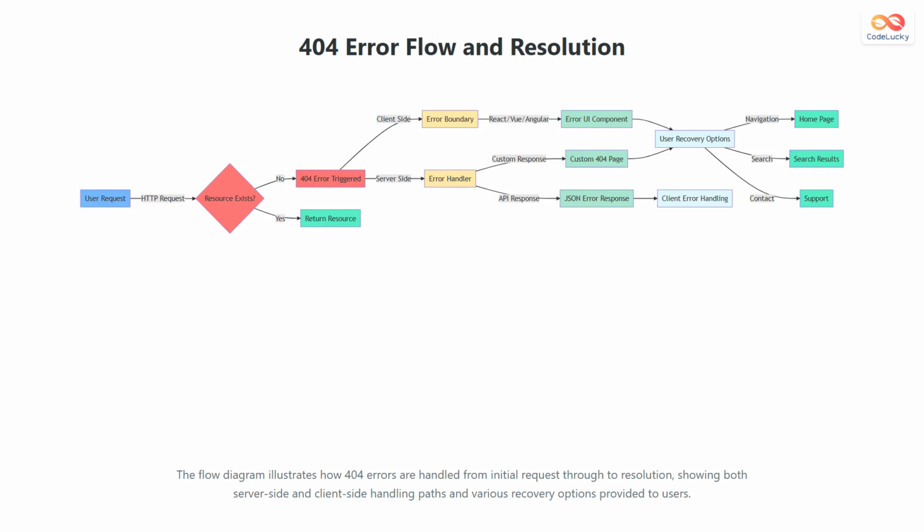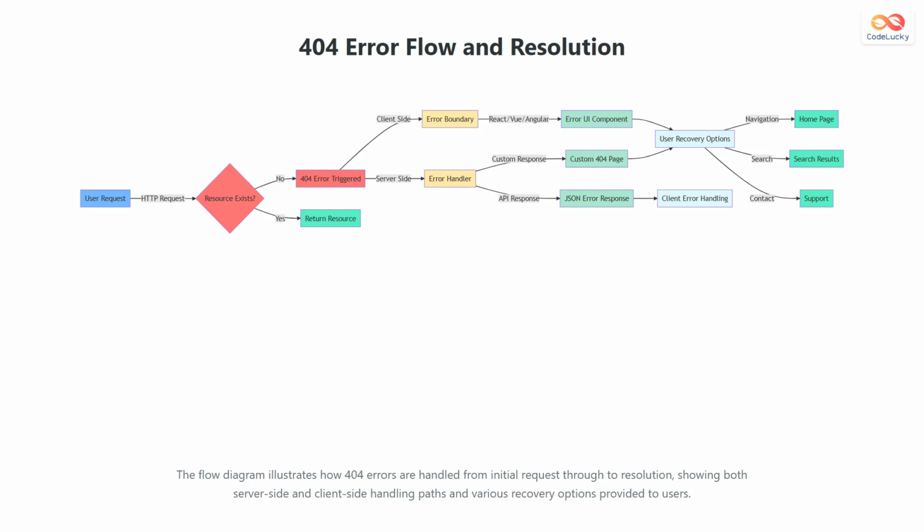This flow diagram illustrates how 404 errors are handled from the initial request through to resolution, showing both server-side and client-side handling paths and various recovery options provided to users. The diagram is as follows. User request to HTTP request to resource exists? If no, 404 error triggered. If yes, return resource. 404 error triggered to server-side error handler or client-side error boundary.